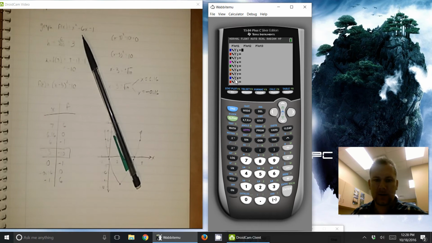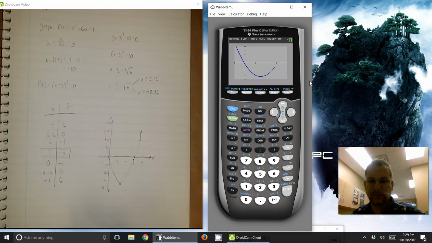So x squared minus 6x minus 1. You just graph that now, you should see pretty much what you drew. Yeah, see that? See how it barely misses the origin there? We expected that to happen. So that's the idea. Let's try another one.